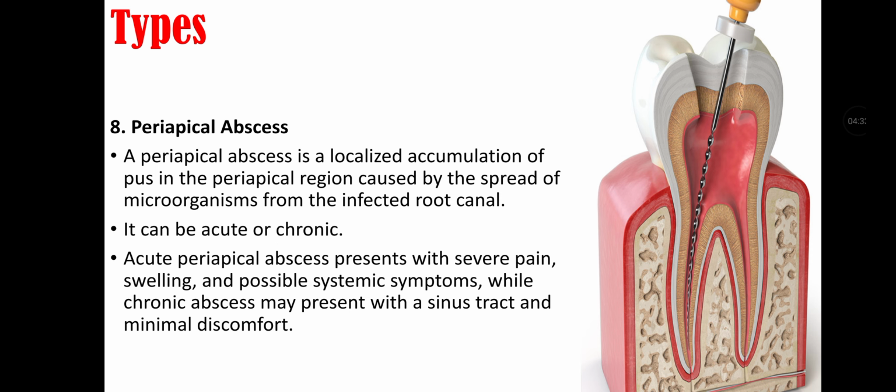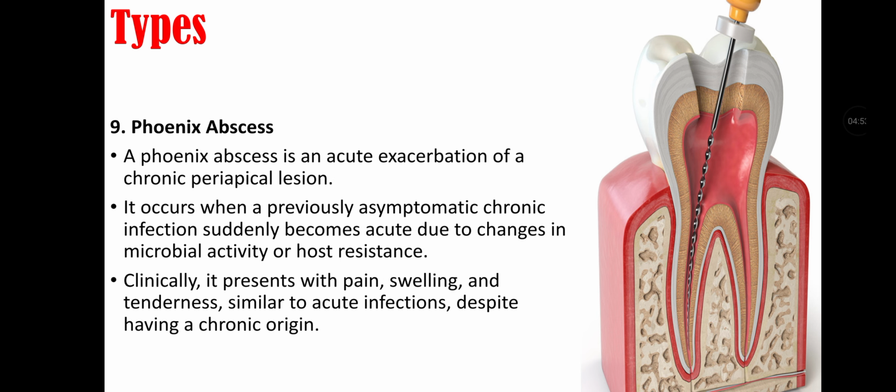Eighth type is periapical abscess. A periapical abscess is a localized accumulation of pus in the periapical region caused by spread of microorganisms from infected root canal. It can be acute or chronic. Acute periapical abscess presents with severe pain, swelling, and possible systemic symptoms, while chronic abscess may present with sinus tract and minimal discomfort.